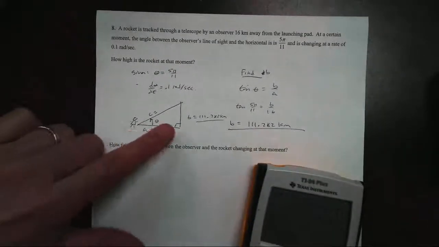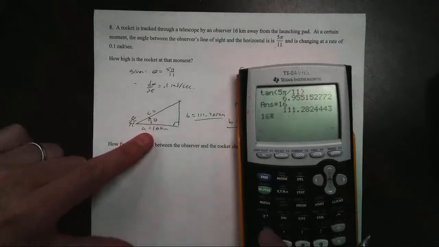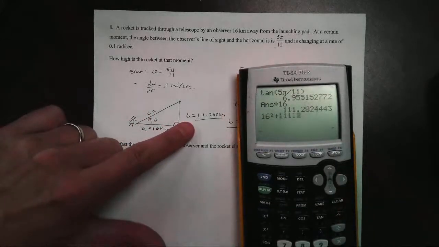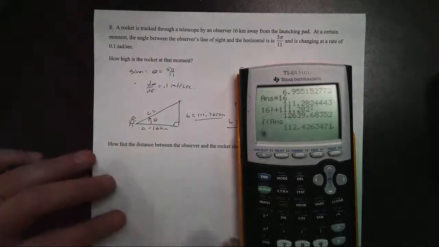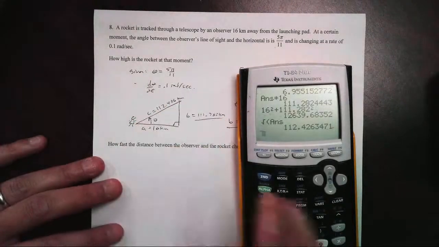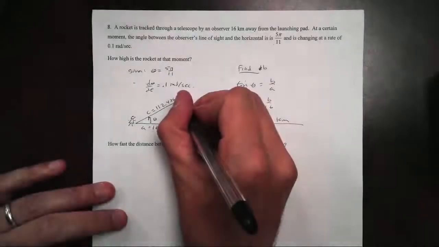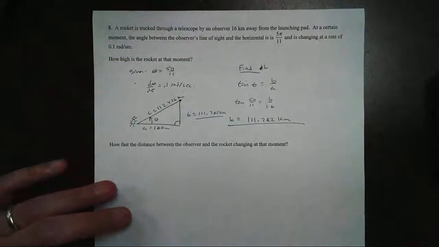I'm also going to get this distance right here, and I'm just going to use the Pythagorean theorem. I might need it. So that's easy: 16 squared plus 111.282 squared, and I take the square root of that answer. And that gives me 112.426 kilometers. So that's how far the observer is from the rocket at that moment.